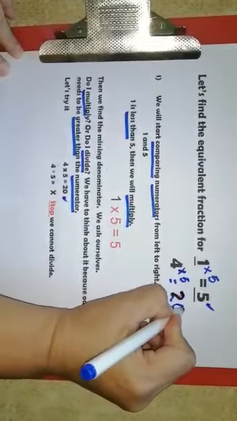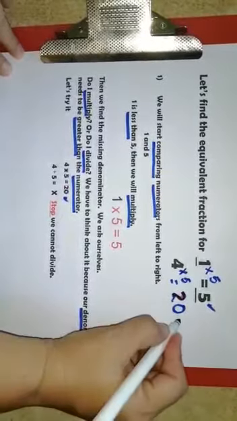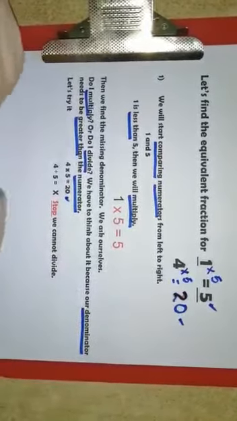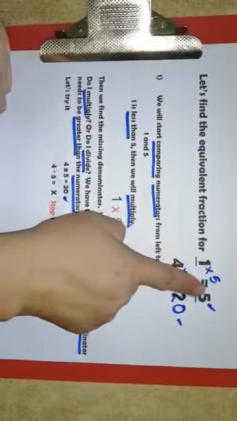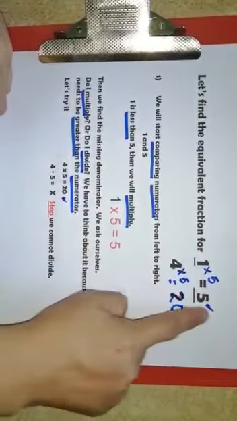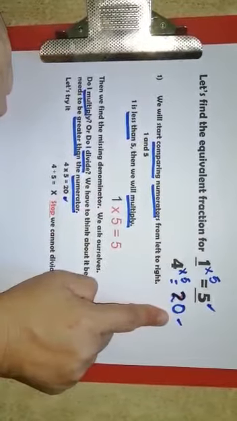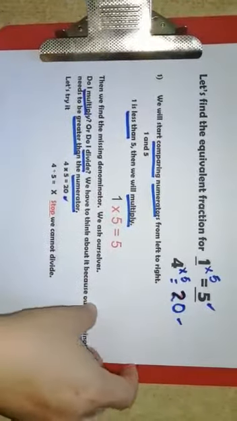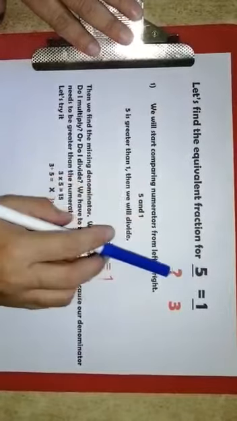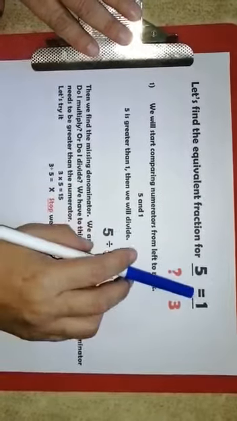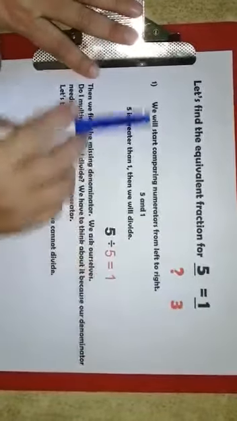20 is our missing denominator. So we have that 1/4 is equal to 5/20. 5/20 is the equivalent fraction. Let's try one more exercise. Find the equivalent fraction for 5 over a missing denominator equal to 1/3.